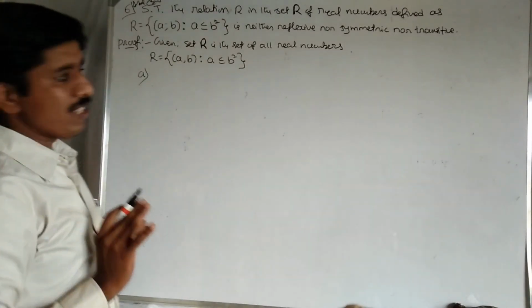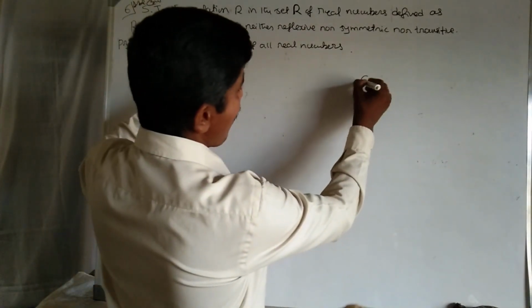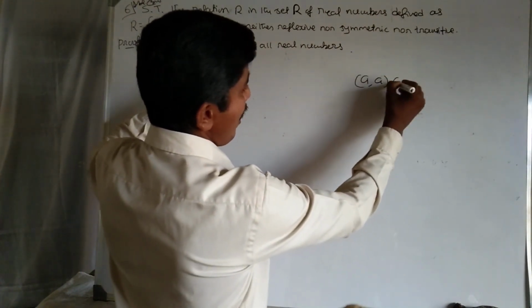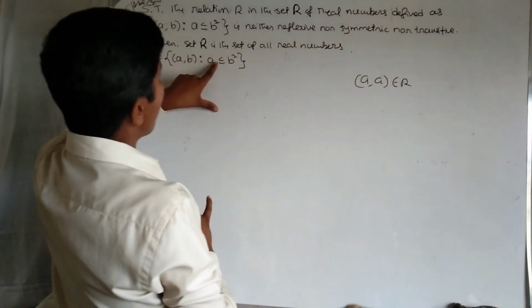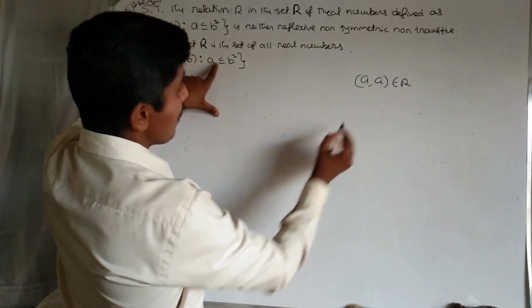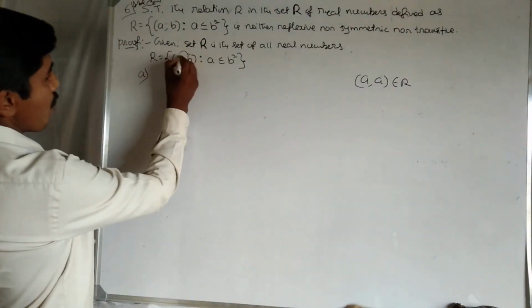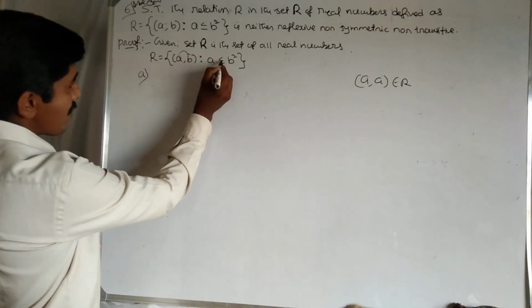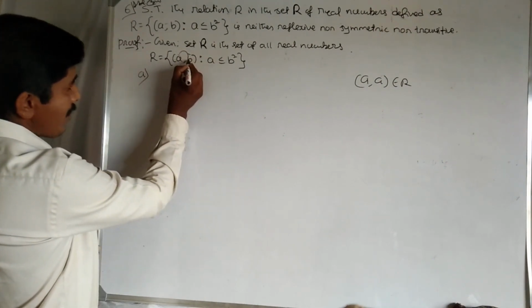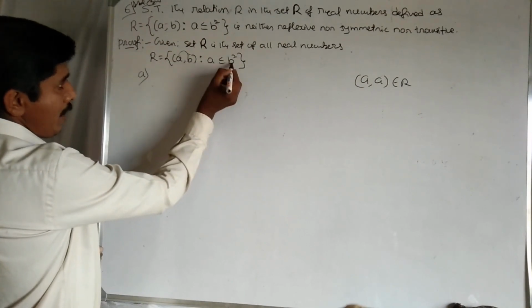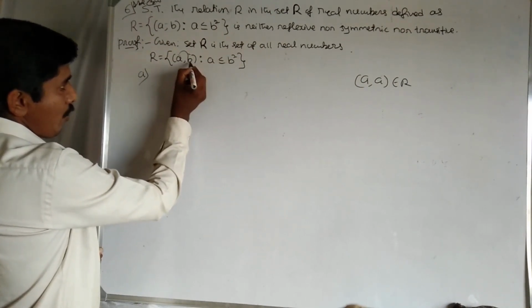Prove that it is not reflexive. Reflexive means every element is related to itself: (a, a) belongs to the relation for each element. What is the relation between the first and second element here? The first element is less than or equal to the square of the second element b. That is, a is less than or equal to b square.